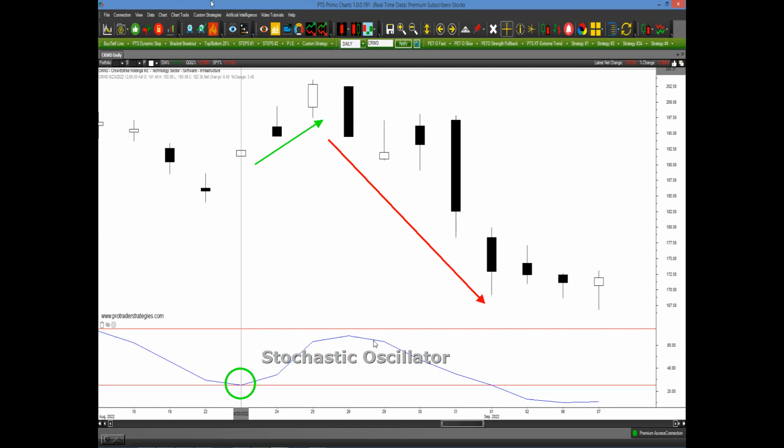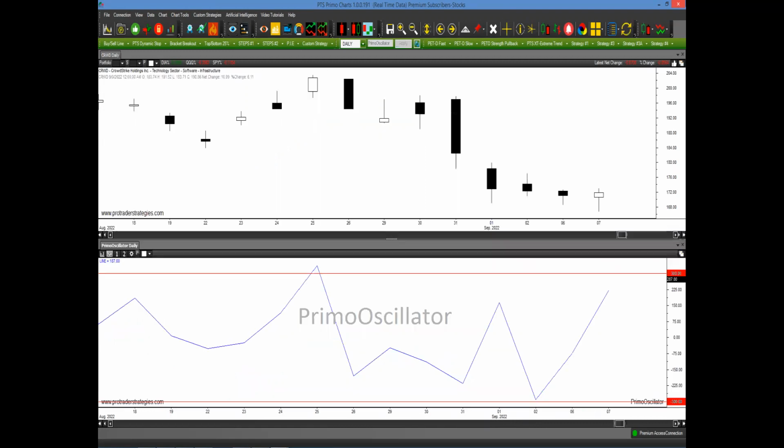Now, as the oscillator went up, it then went all the way down and back down once again into the so-called oversold area, and it was telling you once again to buy, and look what happened. It still didn't go up, okay? So which would you have rather traded with this particular stock, the stochastic or the Primo oscillator?